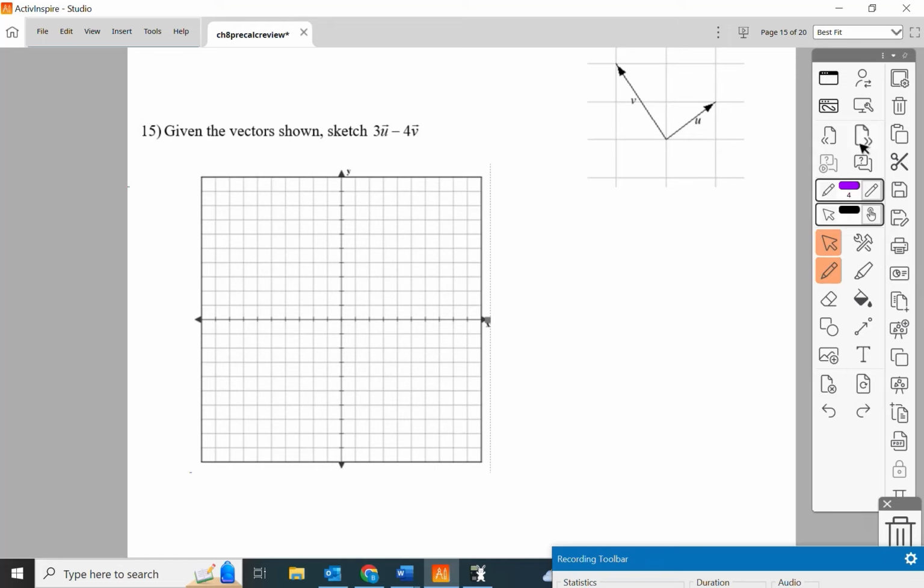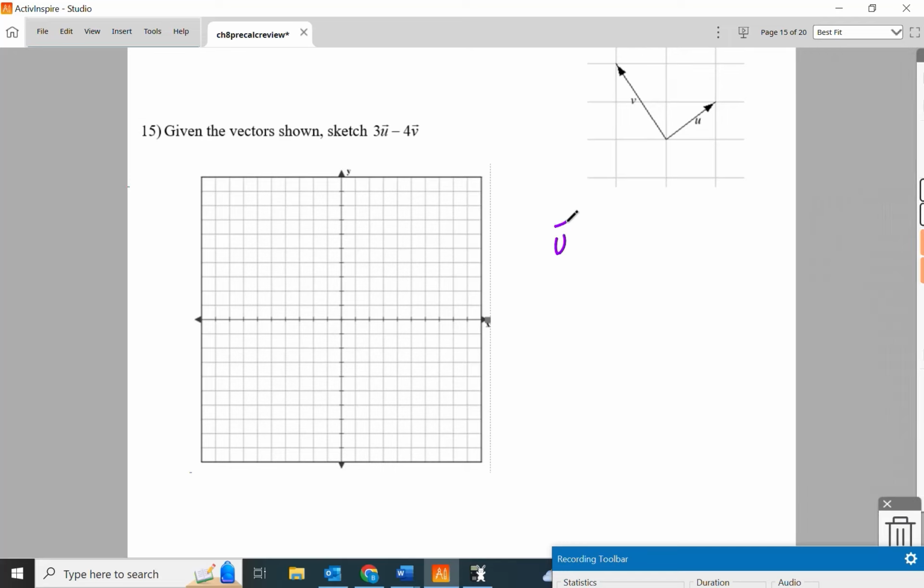Now here's the most important stuff, just the basic vectors. Given the vectors shown, sketch 3u minus 4v. So I'm going to write out these in component form. Vector u has component form 1, 1: runs 1, rises 1. Vector v has component form negative 1, 2: back 1, rise 2. That's its component form.